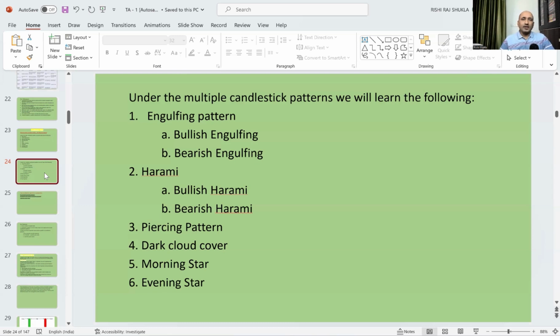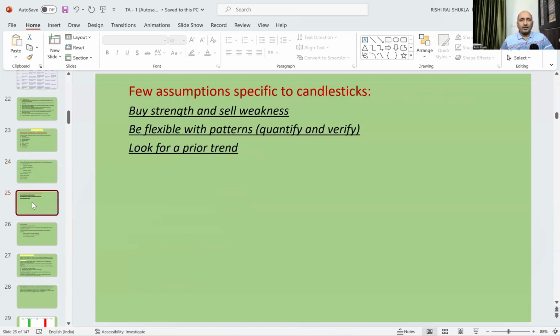Before going further, there are some assumptions which must be understood for any further discussion that we will see. Three points. First is buy strength and sell weakness. Whenever we see some strength in a particular script or market, then we should buy for long. And when weakness is witnessed in that momentum, we should sell. That is why it is buy strength and sell weakness.